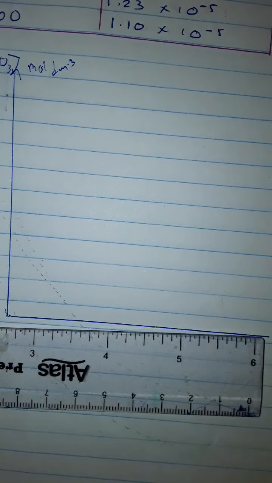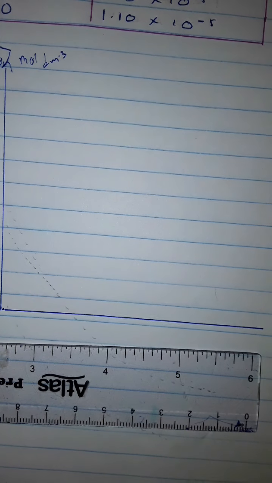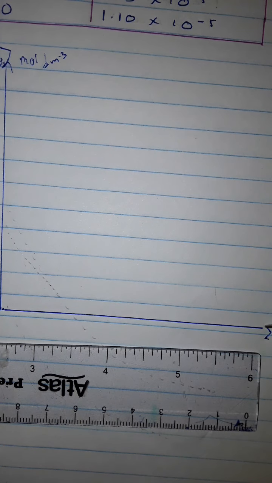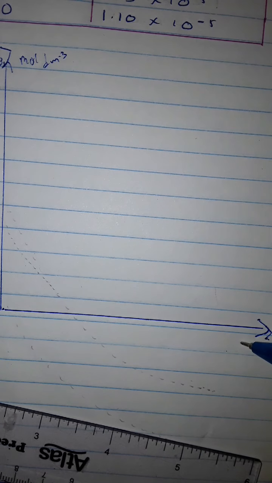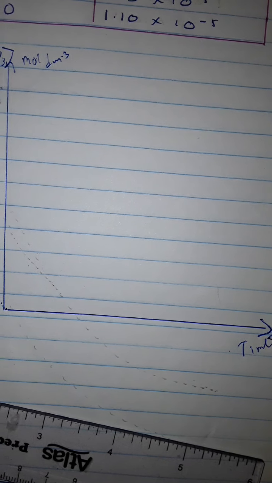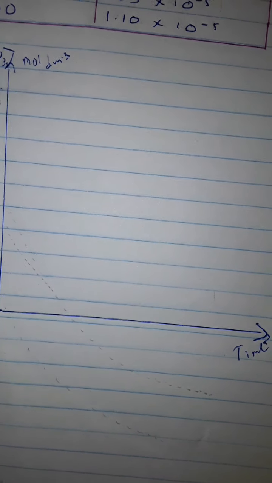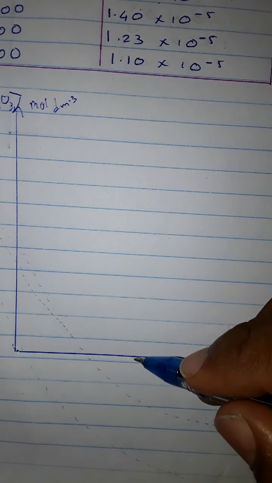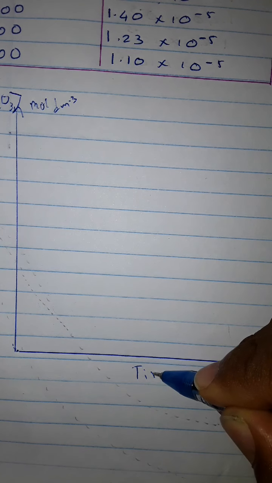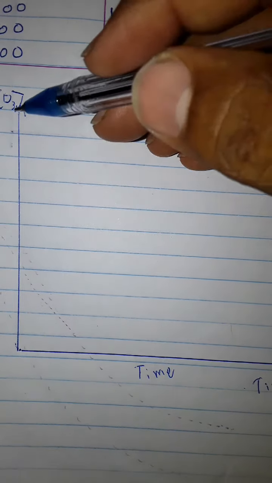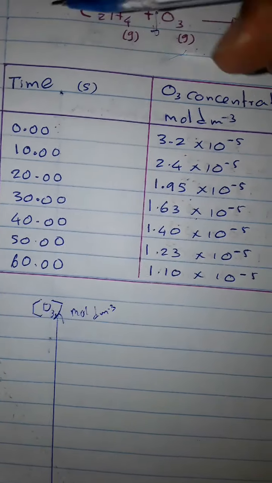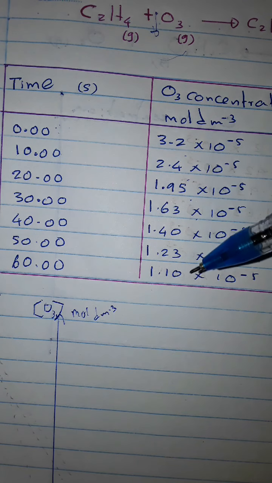So the x-axis is actually time. This is the x-axis and that is time. Now what will happen, as you saw earlier, when the time passes, ozone concentration decreases. I will write time here. When the time passes, ozone concentration decreases, like this.